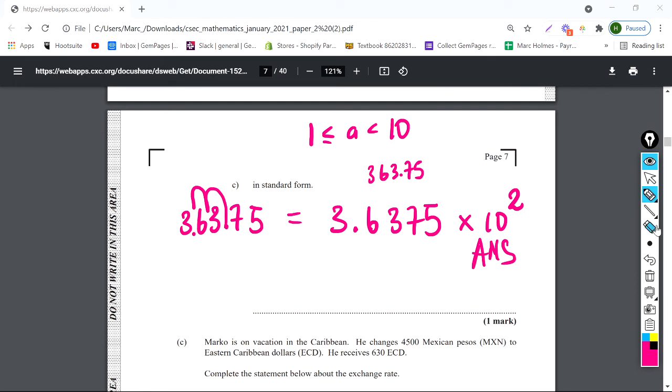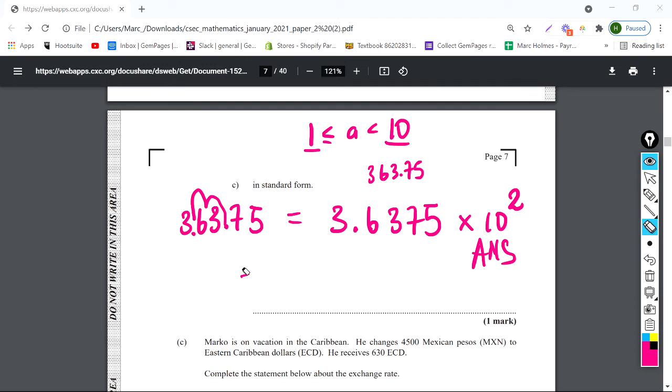So the main thing to remember for standard form is you have to move the decimal place to a point where it's between 1 and 10. 3.6375 is between 1 and 10. And because we moved it 2 places to the left, it ends up being 10 to the 2. So this is the answer in standard form. Cool. All right.